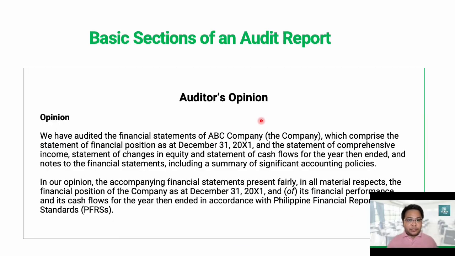So this is an example of the auditor's report portion. In a standard auditor's report, the first part is the opinion. So for example, we have audited the financial statements of ABC Company, the company, which comprise the statement of financial position as of December 31, 20X1, and the statement of comprehensive income, statement of changes in equity, and statement of cash flows for the year then ended, and notes to financial statements, including a summary of significant accounting policies.